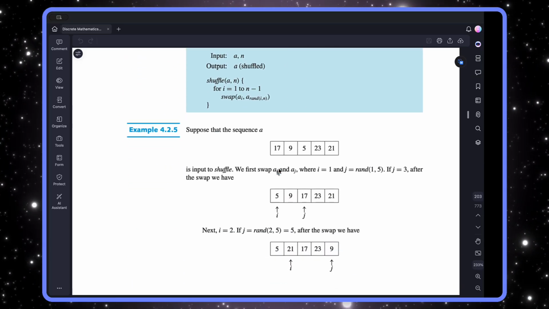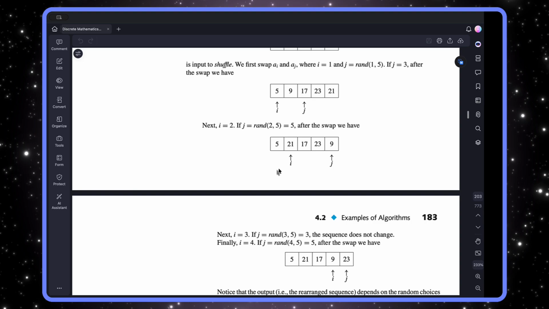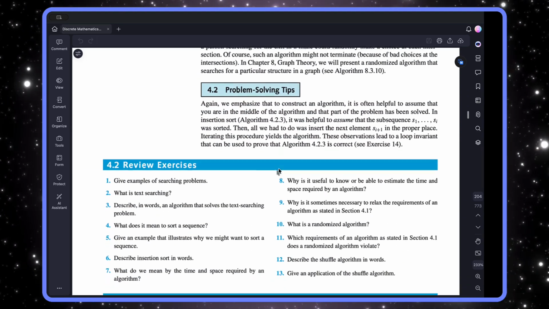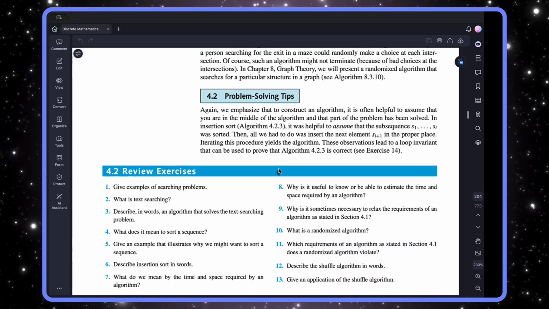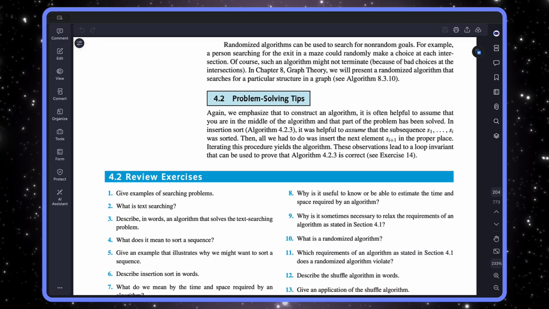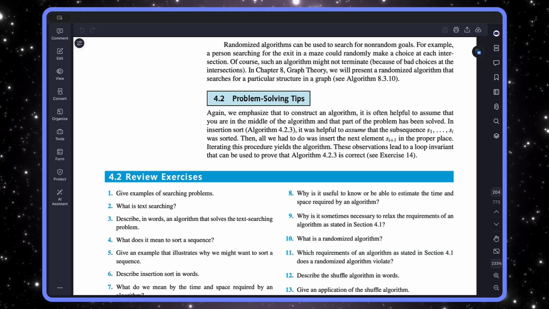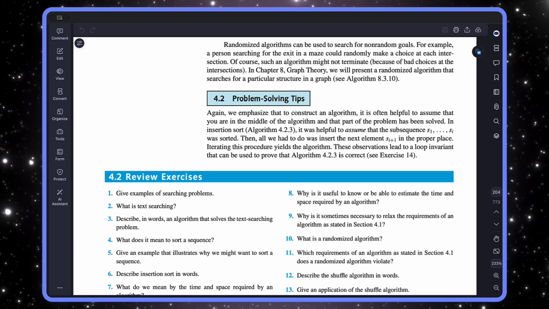So you can see there are different types of algorithms that we're going to be studying. And so that sort of wraps up 4.2. Make sure you read section 4.2 in detail so that you get the flavor of how these algorithms work. Okay?